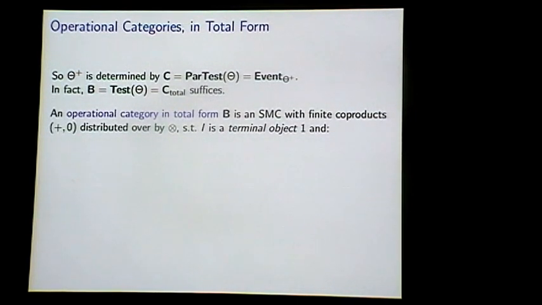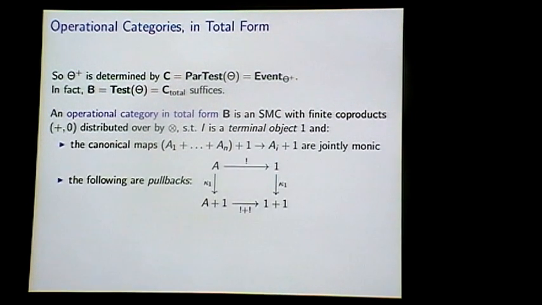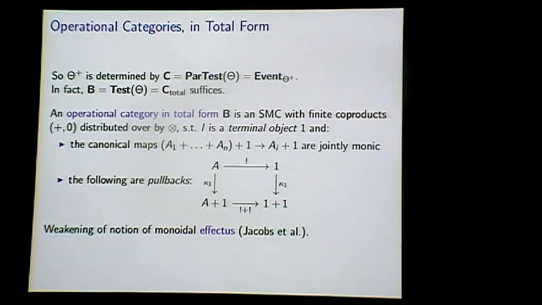So that means every object comes with a unique arrow into it, and that's because precisely every system comes with a unique deterministic effect. And again, it has to satisfy two conditions, which I've just put up here, but we won't have too much time to explain. The point is that these are very closely related to a notion of an effectus due to Bart Jacobs and his students in Nijmegen. And in particular, any one of those categories forms an operational category in this form.